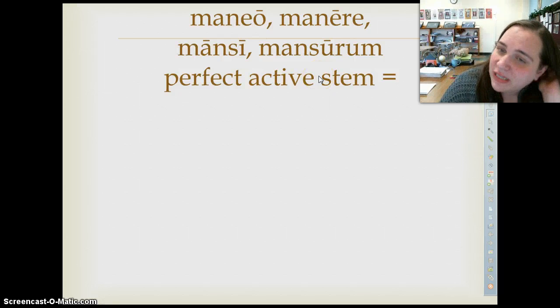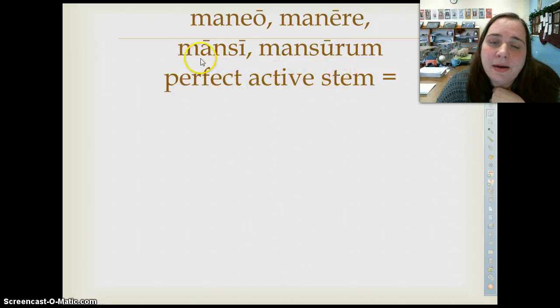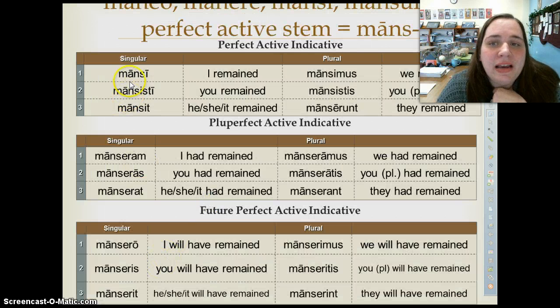And I'm going to need, for my perfect active stem, the third principal part, and we're going to remove the I so that our perfect active stem is mans, M-A-N-S. Now, it is onto that stem, mans, that I'm going to add my perfect endings, my pluperfect endings, and my future perfect active endings, excuse me. So mansi, mansisti, mansit, mansimus, mansistis, manserunt.